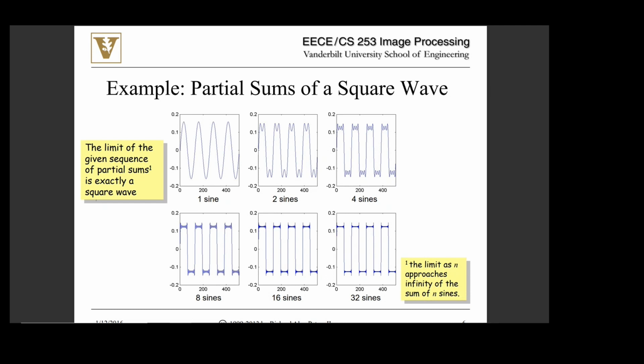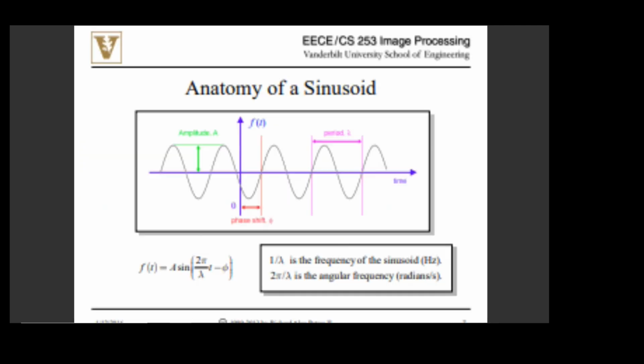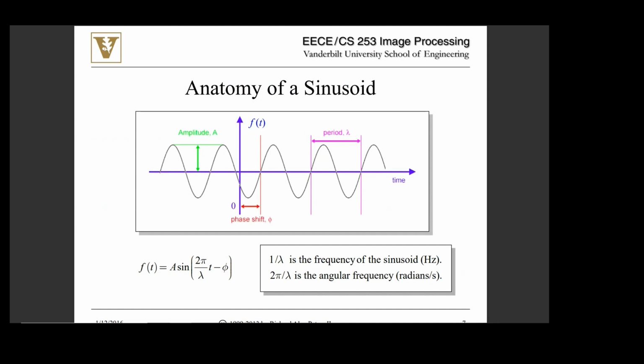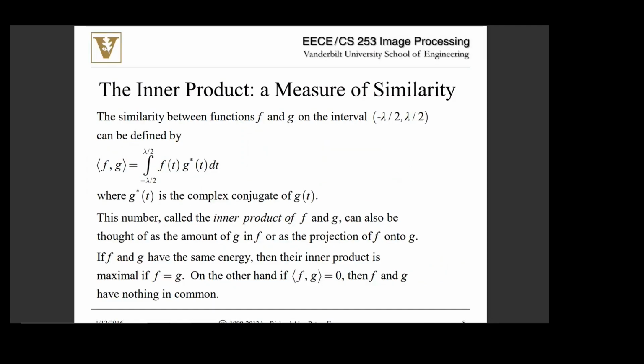Okay, so these are the main components that we can control. I think it's the same equation. And then, how do we find these coefficients? For that, we need to introduce the concept of inner product.